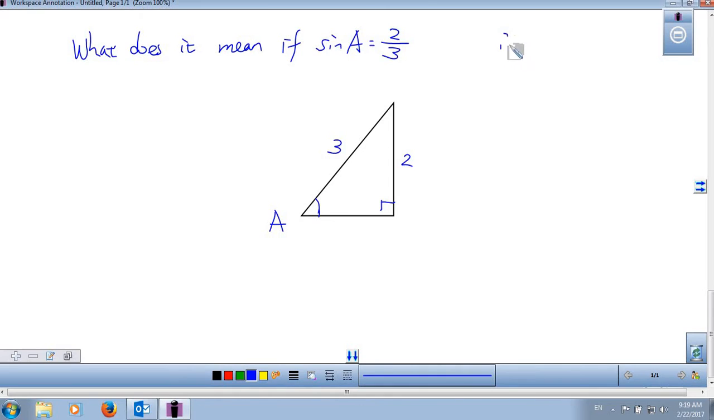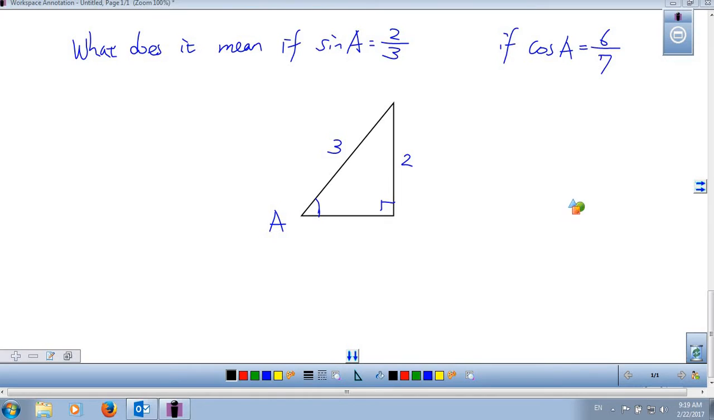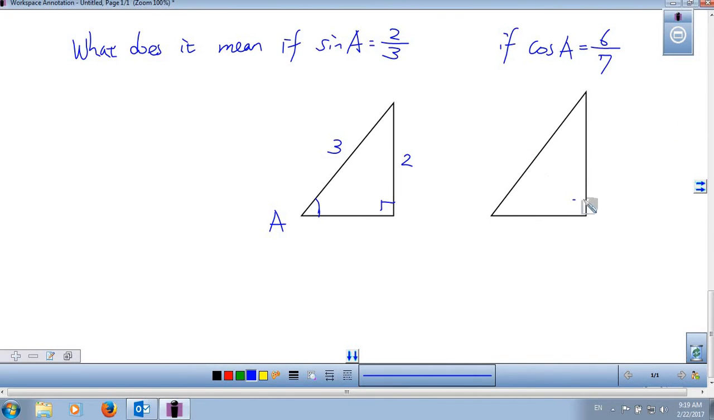Now let me show you another one. What about cosine A equal to 6/7? If the cosine of an angle A is 6/7, I can draw another triangle. Right now I'm not drawing anything proportionally, I'm just labeling this triangle, trying to label the sides in the correct proportion. The proportion of this adjacent side over, remember, SOHCAHTOA, CAH. So cosine is the adjacent leg over the hypotenuse.